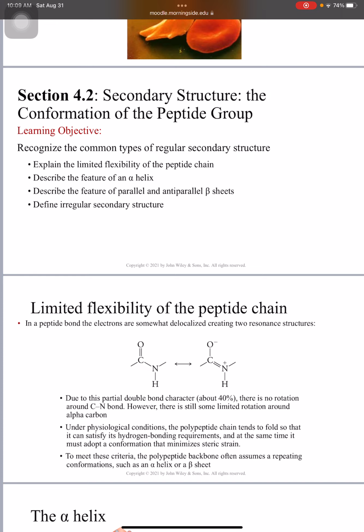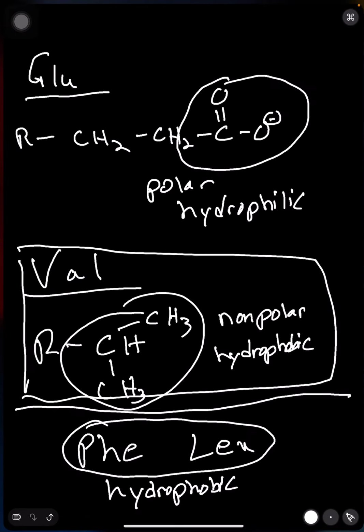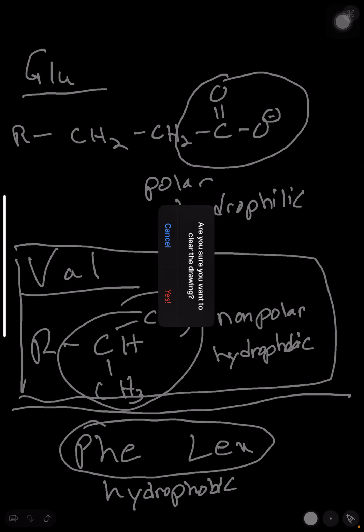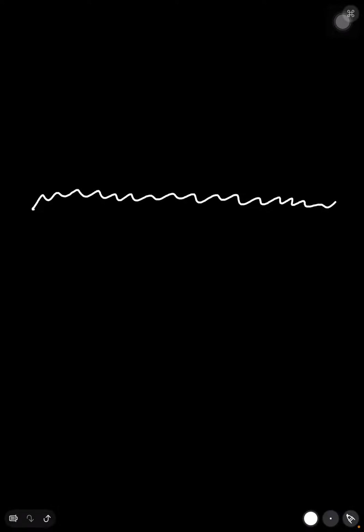So what you end up with is this backbone that forms the backbone of your chain that's composed of these peptide bonds. And then you have the individual amino acid side chains hanging off.